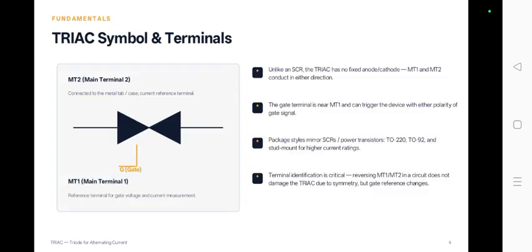Next, the TRIAC symbol. Unlike an SCR, the TRIAC has no fixed anode and cathode. The gate terminal is near MT1 and can trigger the device with either polarity of gate signal. Package styles mirror SCRs and power transistors. Terminal identification is critical.